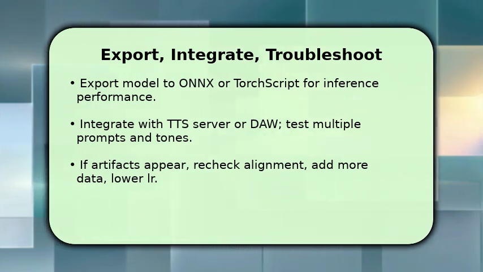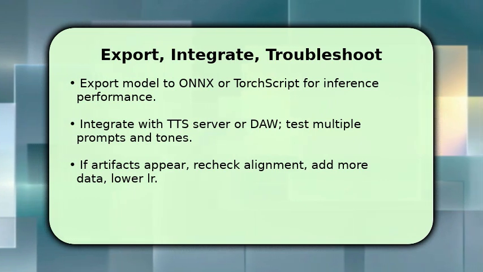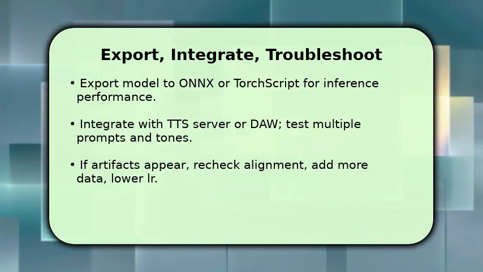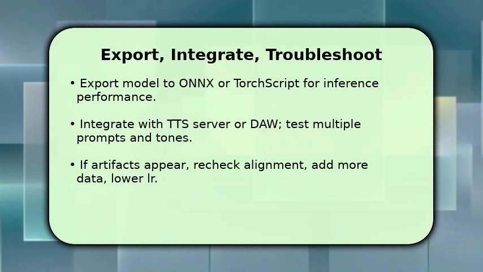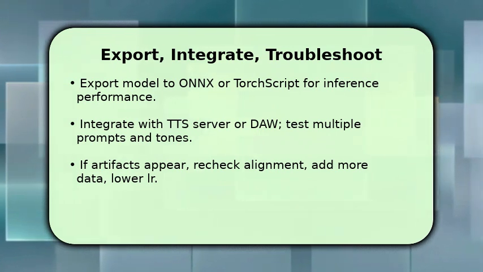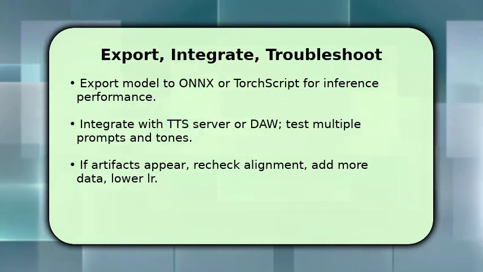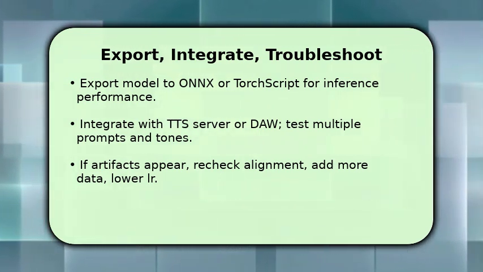If you encounter artifacts or robotic delivery, troubleshoot. First, check alignment accuracy, then add diverse training samples, and lower the learning rate. One tip: incremental fine-tuning often fixes stability issues fast.